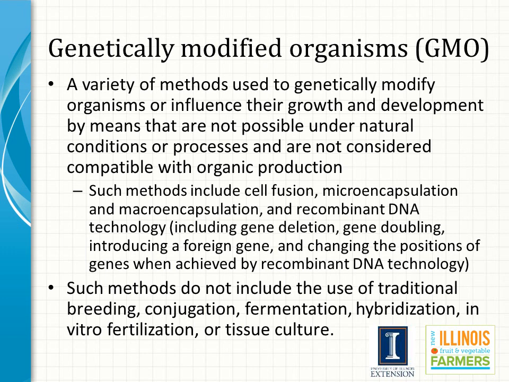As mentioned before, GMOs do not include cultivars resulting from traditional breeding, conjugation, fermentation, hybridization, in vitro fertilization, or tissue culture. For example, scab-resistant apple cultivars came about through traditional breeding and are acceptable for organic production. Sweet corn cultivars containing the BT protein, though, are not allowed in organic production because recombinant DNA technology was used to insert the BT protein found in Bacillus thuringiensis to protect the sweet corn from certain damaging insects.